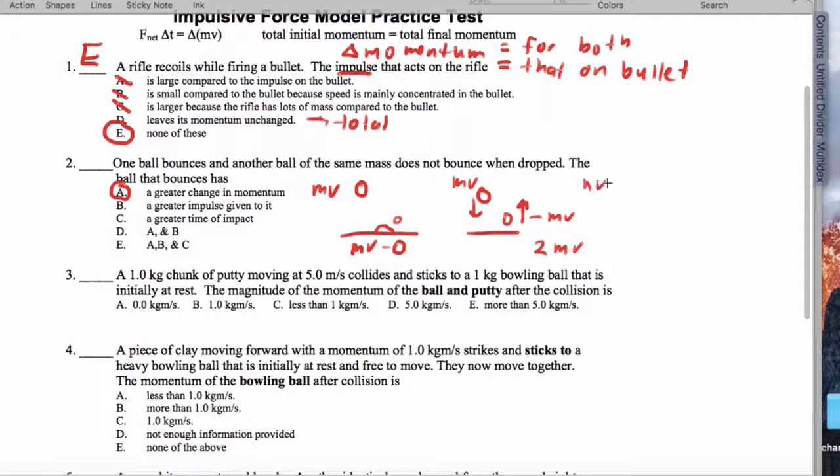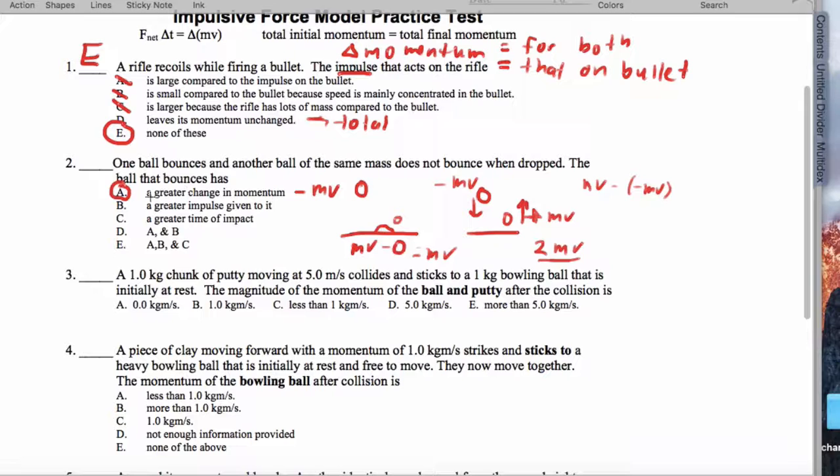Because this is going to be mv minus negative mv. Sorry, it's negative mv going down and plus mv going up. And here this is negative mv, and so again, yes. So we have a change of mv in this momentum and 2mv in this momentum when it bounces, so we have a greater change in momentum.